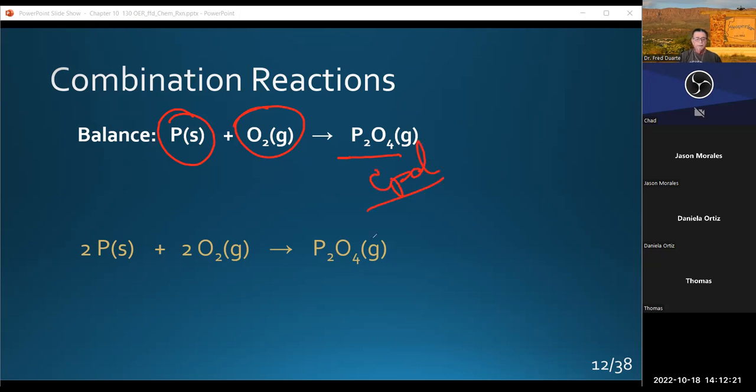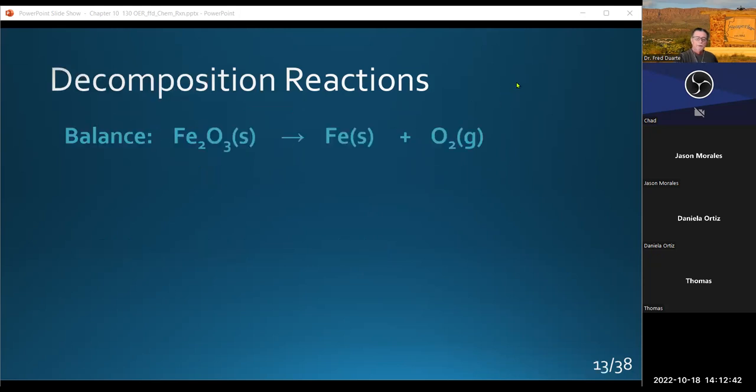Okay, so hopefully you can recognize that, because you could be given a general reaction like this and ask, what type of reaction is that? Okay, so recognize that I got two elements, and that produces a compound. Here we have a decomposition reaction.